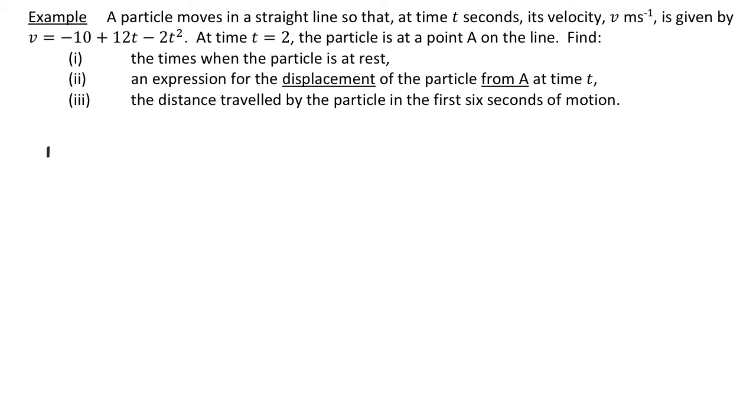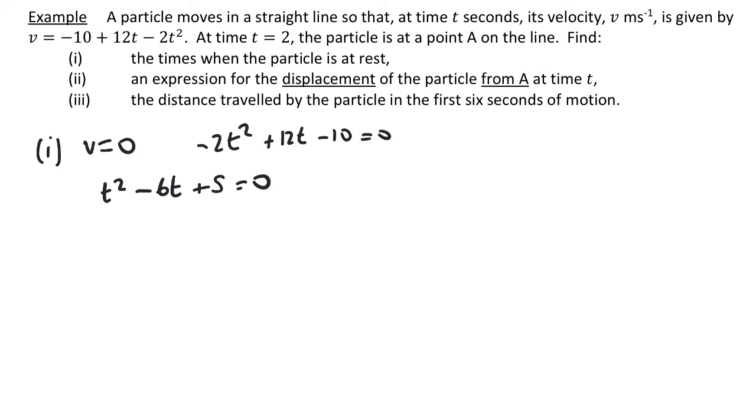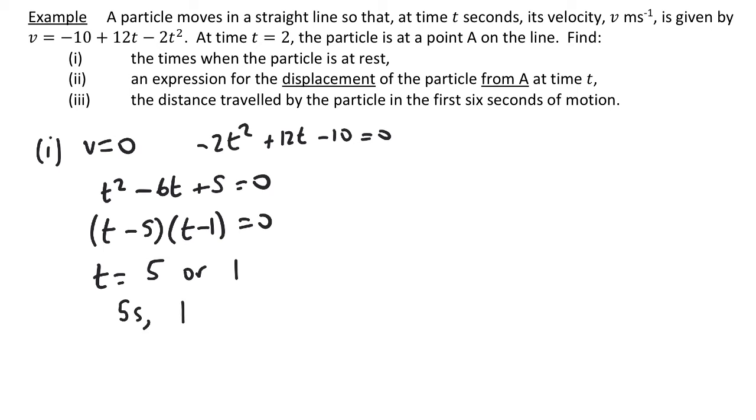So at rest, remember, v equals 0. So we're going to have minus 2t squared plus 12t minus 10 equals 0. We could divide through by minus 2 and get t squared minus 6t plus 5 equals 0. Factorising, we get t minus 5, t minus 1 equals 0. So t is equal to 5 or 1. So the times when the particle is at rest are 5 seconds and 1 second.